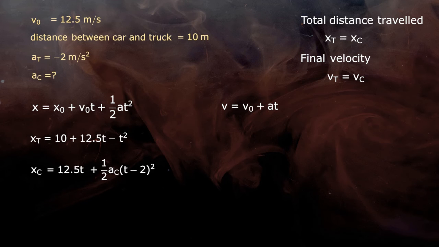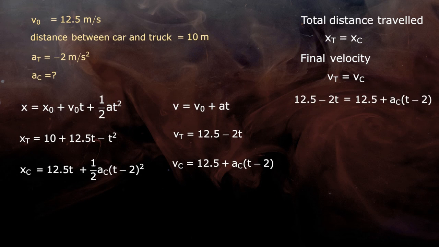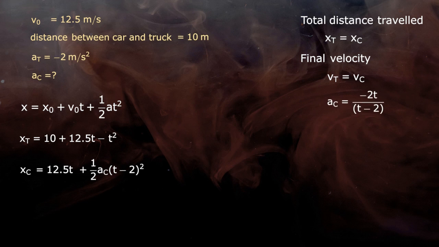So the other equation available is for final velocity. For the truck, final velocity is Vt, initial velocity V0 is 12.5 and acceleration is minus 2. Similarly for the car, final velocity is Vc, initial velocity is 12.5 and time is t minus 2. Now Vt is equal to Vc. If we cancel 12.5 from both sides, we get ac in terms of time t. Let's put this value in the equation of xc.